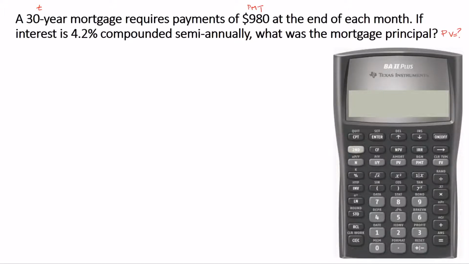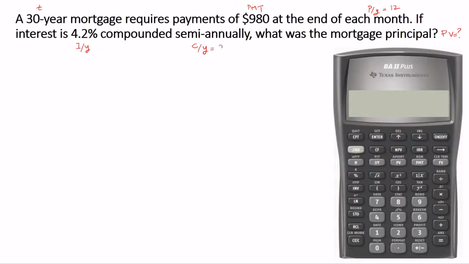The payments are monthly, therefore the number of payments per year, which is represented by PY, is 12. The nominal interest rate is 4.2%. This nominal interest rate is represented by IY, or interest rate per year. The interest is compounded semi-annually, and therefore the number of interest compounding periods per year is 2, which is our CY.